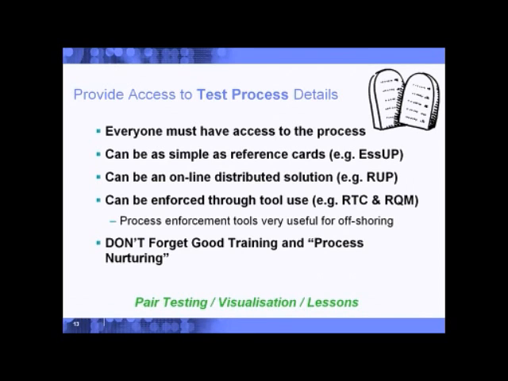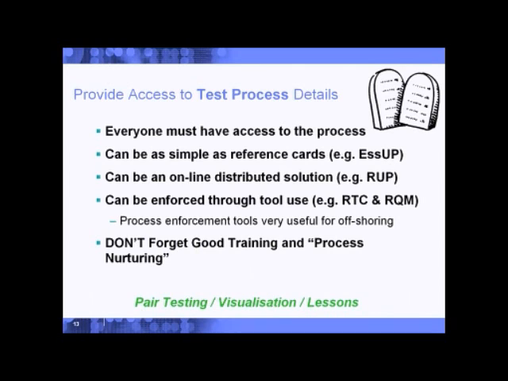Another approach, which doesn't have that same problem about currency of the method, is using an online distributed solution. And I make no apologies for this, Rational Unified Process, having come from a Rational background, is one I know very well. There are others out there, of course, and don't forget, use my favorite testing tool, Google, to have a look around to see what you can find.